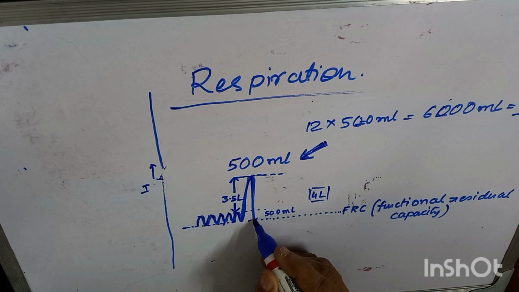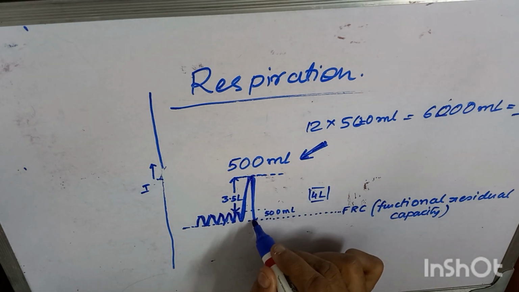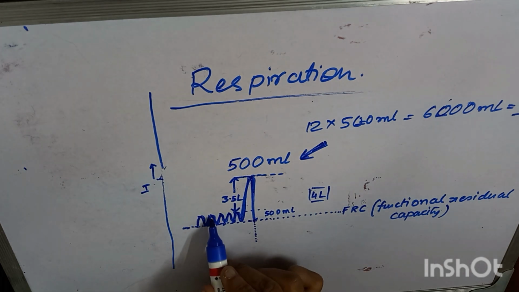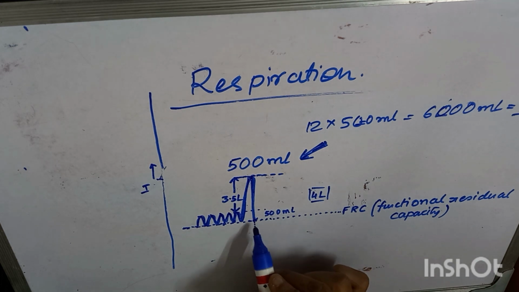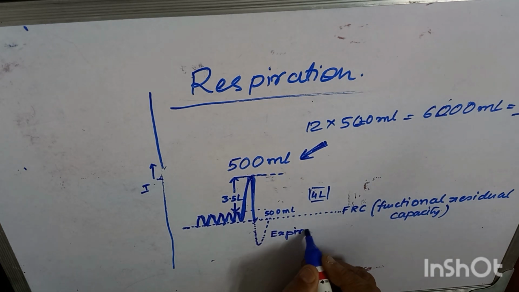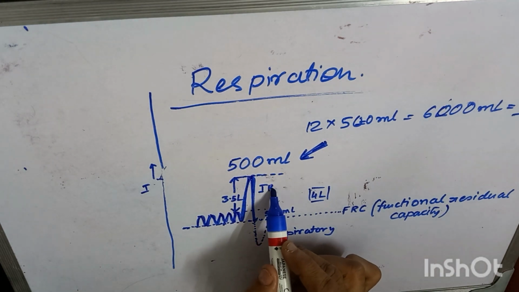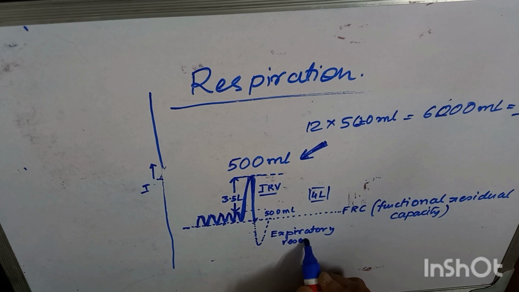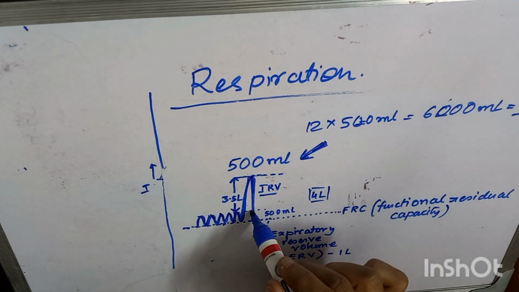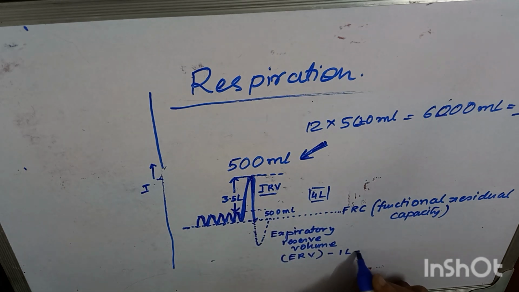With a maximal expiratory effort, we can also go back much lower than this. If this is the basal line that we return to with every silent breath, we can also eject more air by a forceful expiration, and this amount of air is called expiratory reserve volume. It's much like the inspiratory reserve volume. This is inspiratory reserve volume, IRV. This is expiratory reserve volume, ERV. And how much is this? This is around 1 liter.